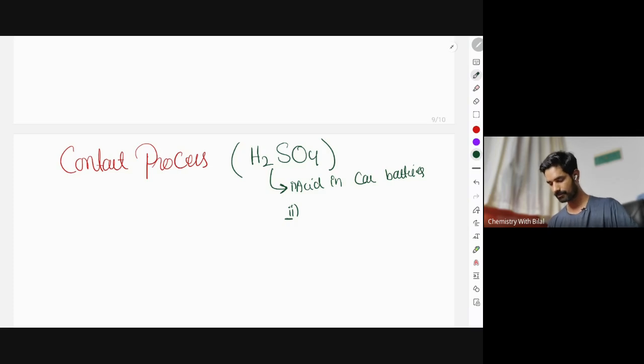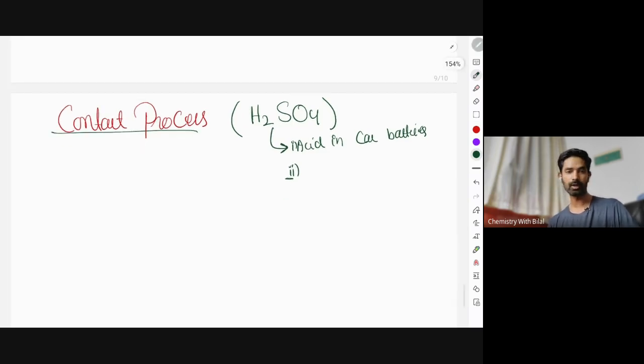Since sulfuric acid has one more use, it's a solvent too, but there's another use, so it slipped my mind. The second use, everyone's slipping on it, anyhow I'll remember. So in the contact process, what do we make? We make sulfuric acid.